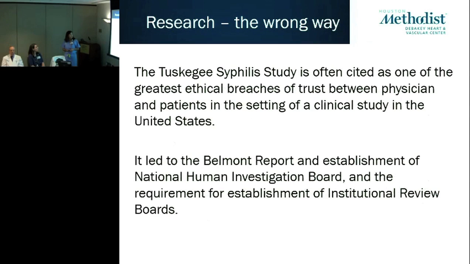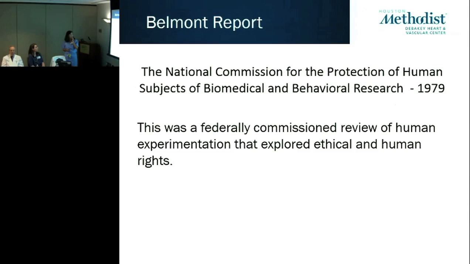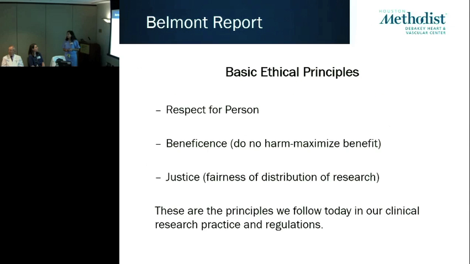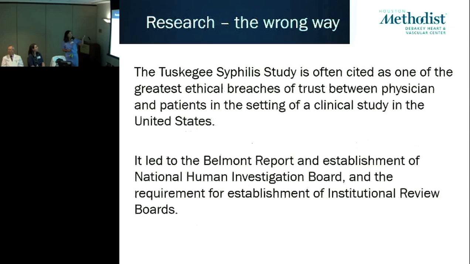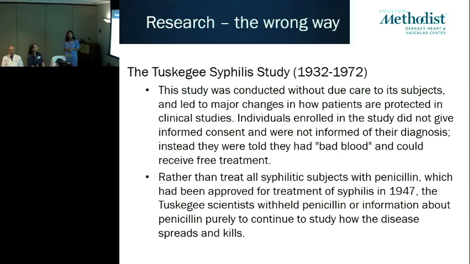Out of this came the Belmont report, because the Tuskegee syphilis study is cited as one of the greatest ethical breaches of trust between the physician and the patients. They had a national commission after that in 1979, and it came out with the Belmont report that we follow today. Isn't it amazing we're talking about 1979? If you look at the dates, 1932 to 1972, it was a long study.